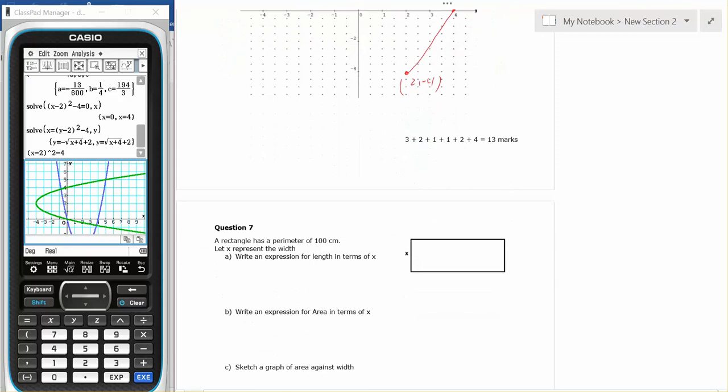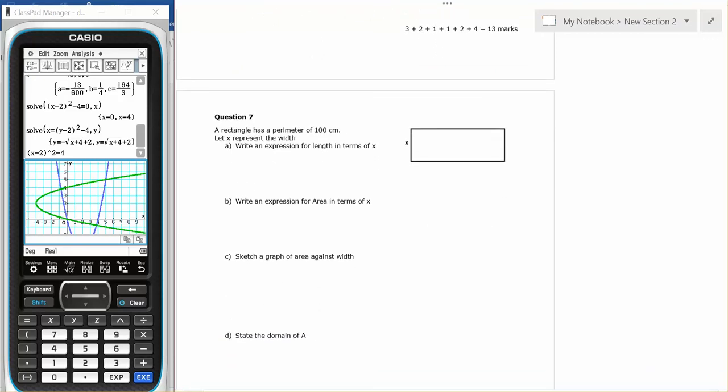Question 7. You've got a rectangle with a perimeter of 100. Let x represent the width. Write an expression for the length in terms of x. So that's x, that's x. Now we've got 100 in total. If I used up 2x already, then the lengths must make up 100 minus 2x. If I divide by 2, that will be each of the lengths, so that will be 50 minus x. So the length would be 50 minus x.